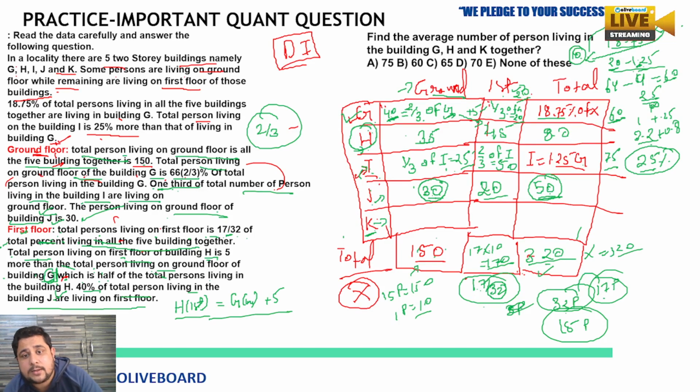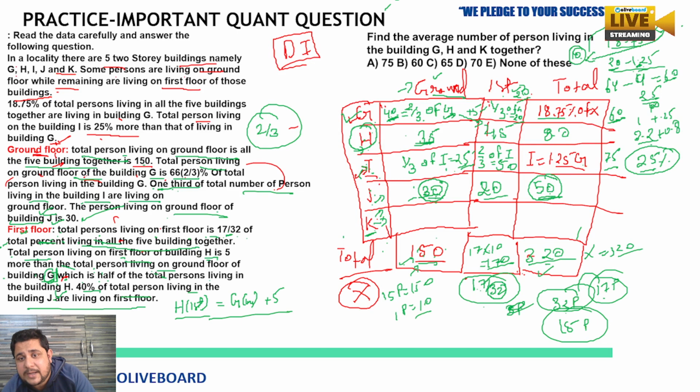So just take G plus H plus I plus J plus K equal to 150 if we talk about ground floor. So we have all the data except K. Okay, so we can get it. 40 plus 35, how much? 75. 75 plus 25, how much? 100. 100 plus 30, how much? 130. So 130. Now total are 150.